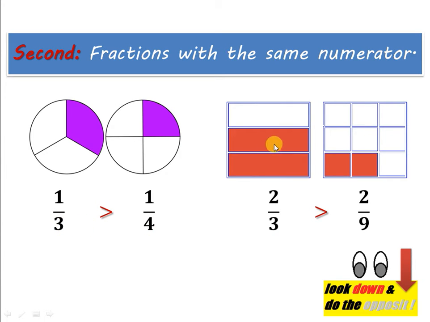For this example, as you can see, we have 2 parts in each fraction, but the 2 parts here are way bigger than the 2 parts here, because here the 2 parts are in the shape which is cut into 3 parts in all. However, this shape is cut into 9 parts in all. So again, the fewer parts that you have, the bigger size that you get. So in this case, we will look down and search for the lesser number, which means 3 is bigger than 9.